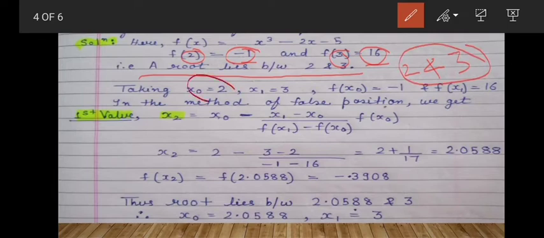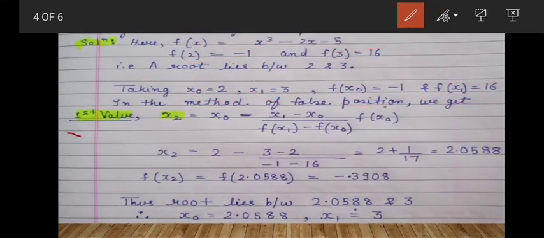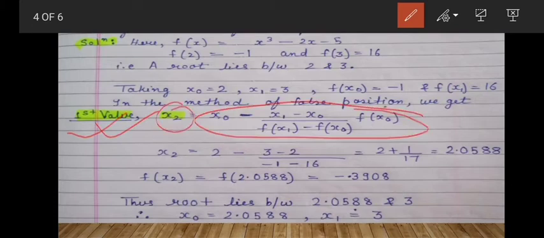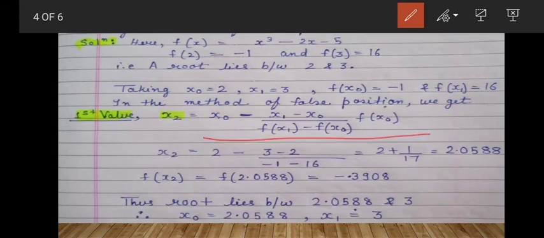So here x0 is 2, x1 is 3, and we will write that value also. If we put x0 = 2, then f(x0) will be -1, and if we put x1 = 3, then f(x1) is equal to 16. So all values we already have, only we have to find the first value using the regula falsi formula. This is the regula falsi formula.